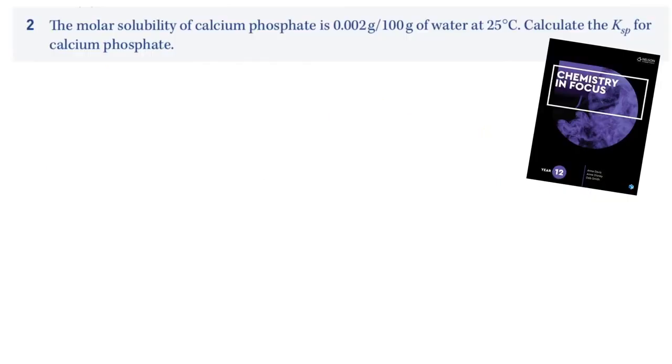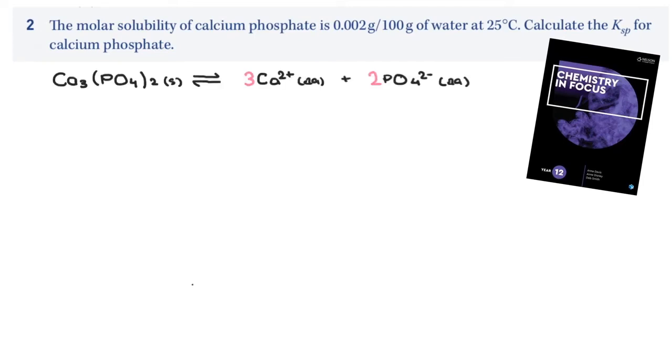Shout out to Chemistry in Focus for this question. The molar solubility of calcium phosphate is 0.002 grams per 100 grams of water at 25 degrees Celsius. Calculate the solubility product. Okay, so just like the usual equilibrium expressions, concentrations are taken at equilibrium, so we'll assume that this has happened here. First, we write the balanced equation.